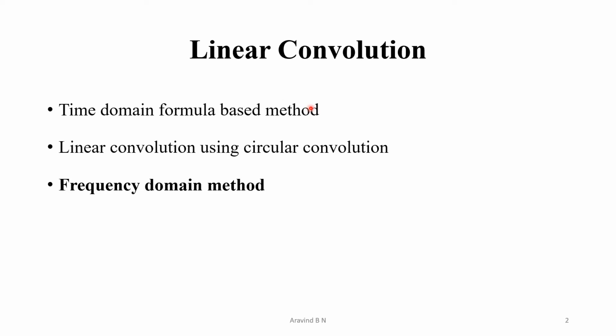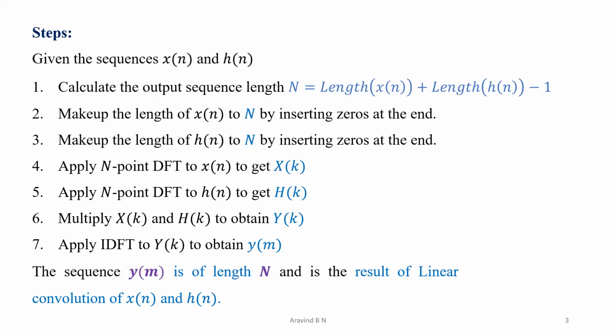In this lecture, we are going to have a continuation of linear convolution by using frequency domain method. Let us first go through the various steps involved in this frequency domain solution of linear convolution. Given the sequences x of n and h of n, step 1. Calculate the output sequence length N is equal to length of x of n plus length of h of n minus 1. Step 2. Make up the length of x of n to N by inserting zeros at the end.